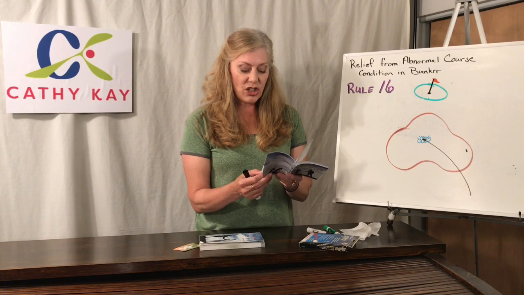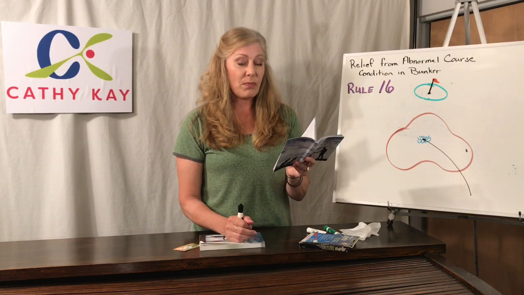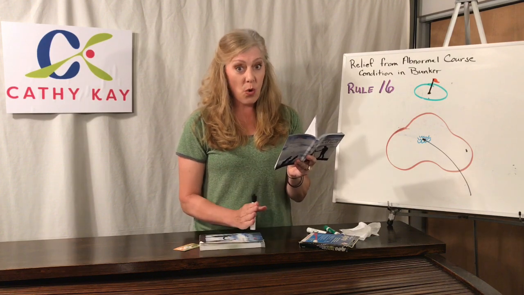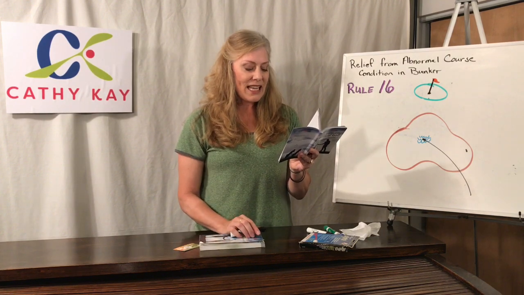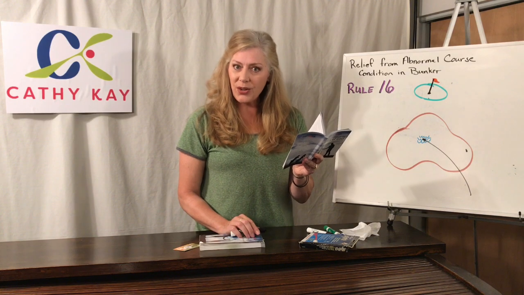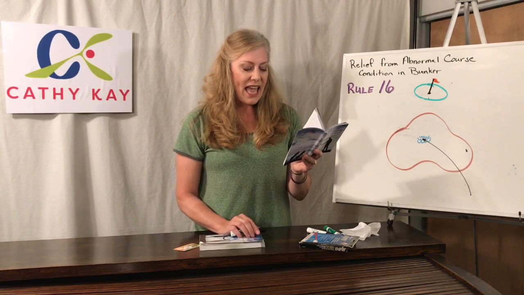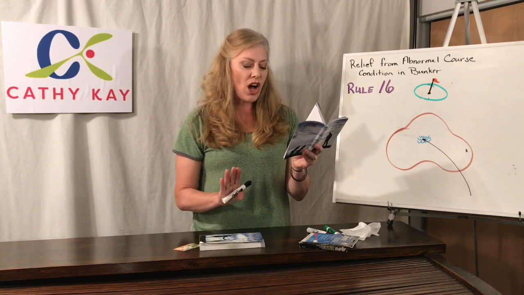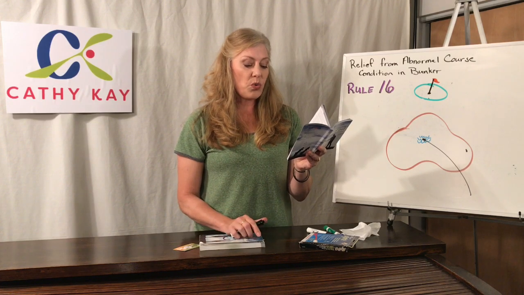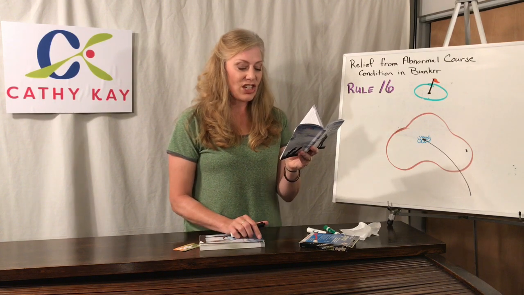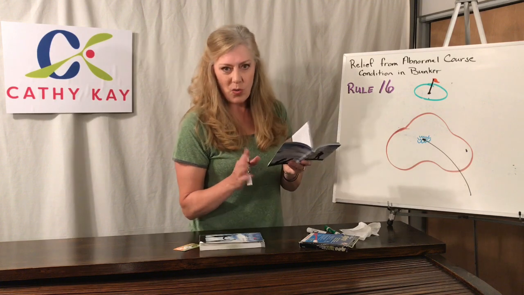It's the nearest to your ball's original spot, but not nearer to the hole. Important to remember. It's in the required area of the course, and it's where the condition no longer interferes with the stroke you would have made if that spot wasn't there, if the water wasn't there.